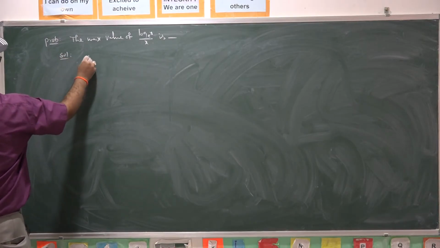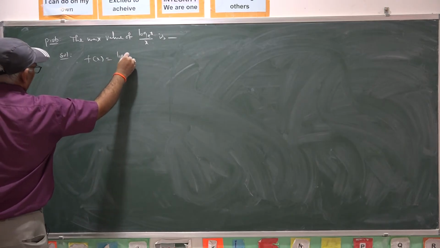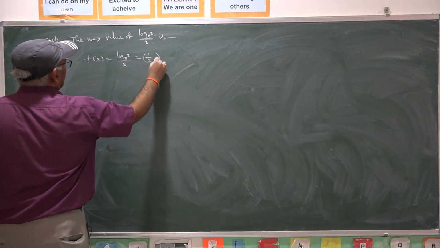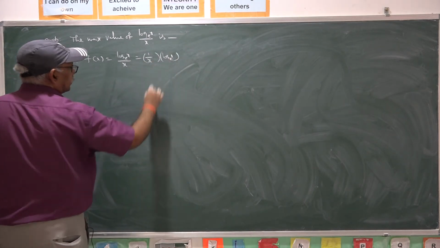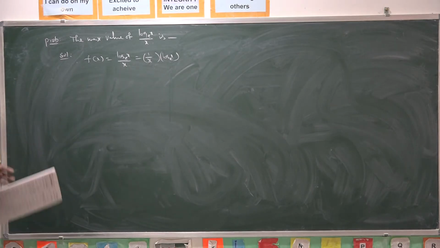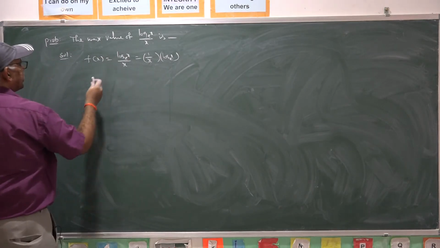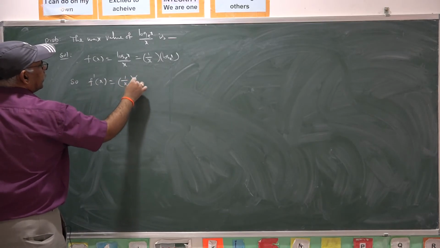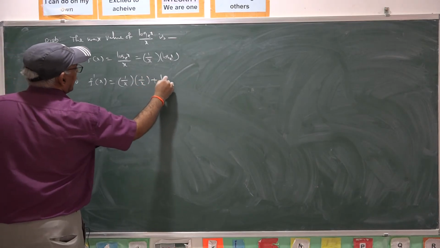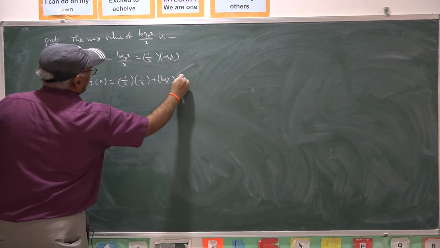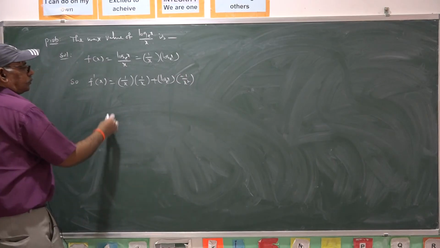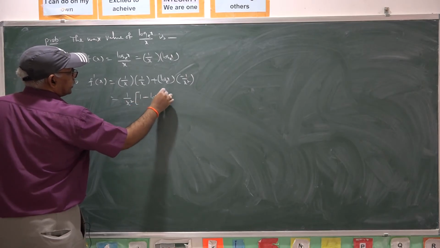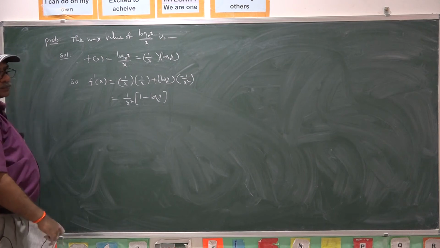Apply the second derivative test here. Let f(x) equal log x to the base e by x, which is nothing but 1 by x into log x. Just to apply the product rule, write it like that, 1 by x into log x. Otherwise, you can apply the u by v rule also. So f'(x) is 1 by x into the derivative of log x, which is 1 by x, plus log x into the derivative of 1 by x, which is minus 1 by x squared, which is 1 by x squared into (1 minus log x to the base e).